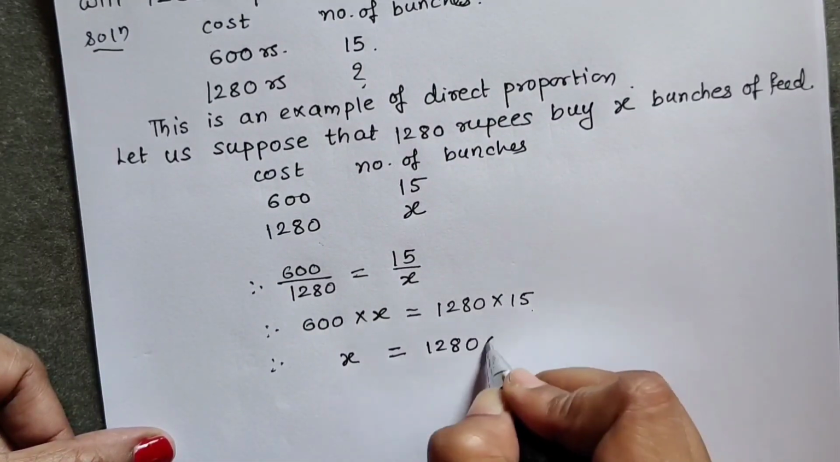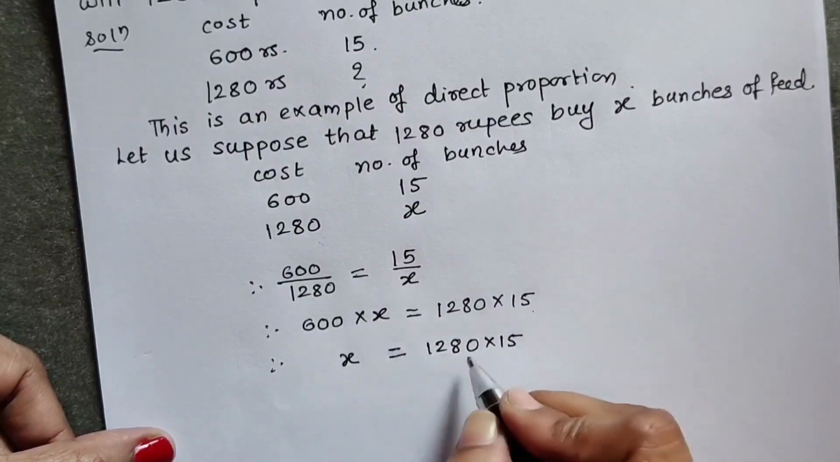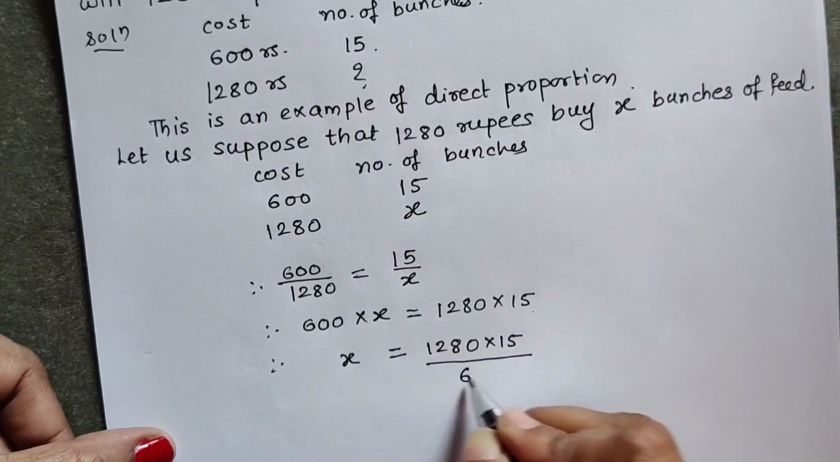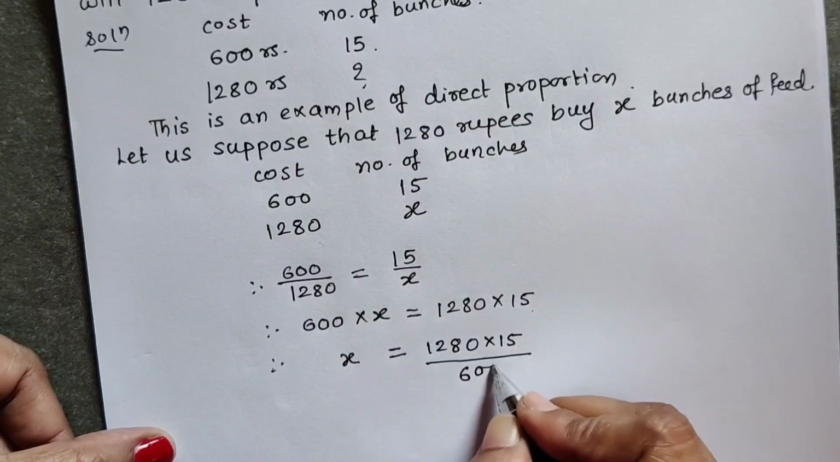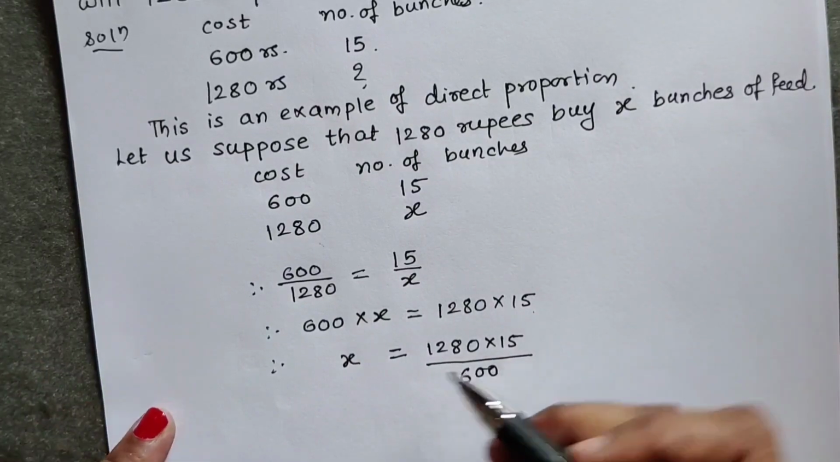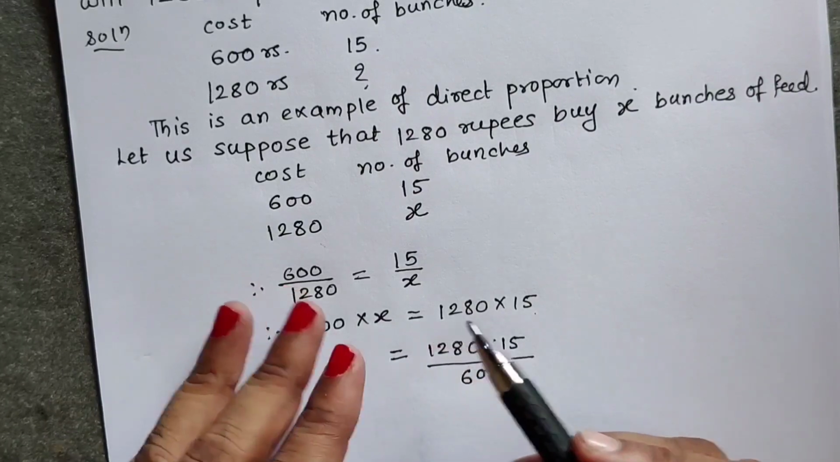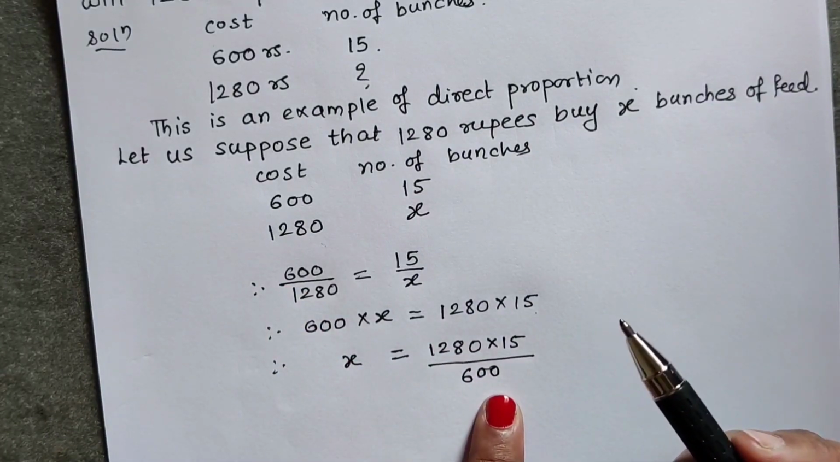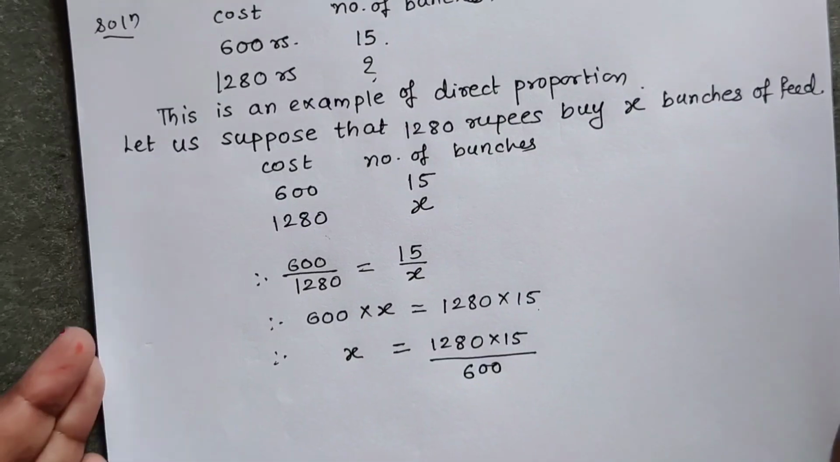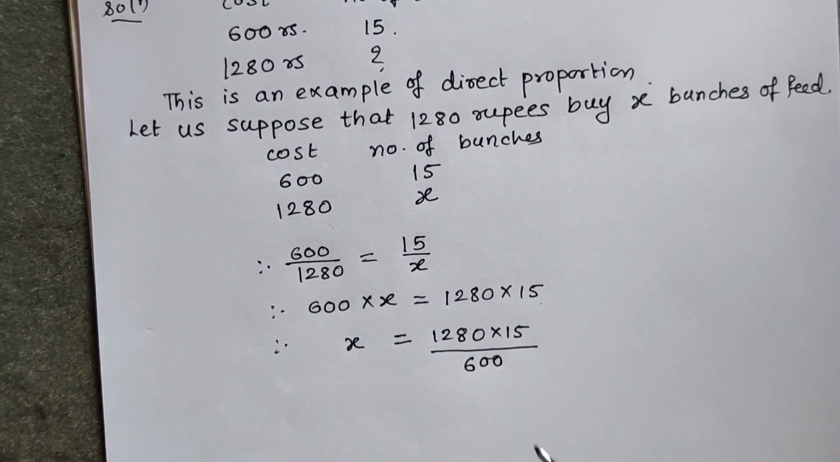1280 multiplied by 15 as it is, and this 600 transfers from the left hand side to the right hand side. It goes in the denominator. That means here it is 600 multiplied by on the left hand side. When we transfer it to the right hand side, it will be divided by 600. Now let us solve this sum.